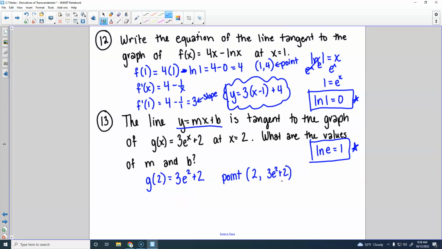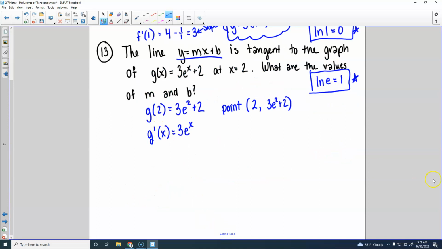All right. We need to take the derivative now to find the slope. Connor, when we take the derivative of this, what will we get? Just 3e to the x. That 2, its derivative is 0. It goes away. All right. So derivative, pretty straightforward. We need to plug in 2. And so that's going to be 3e squared. That's our slope.